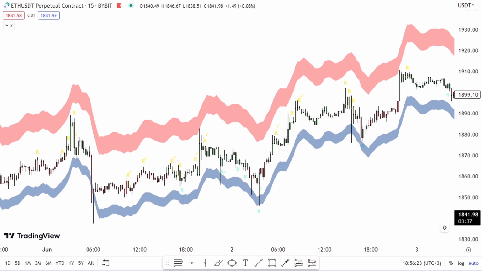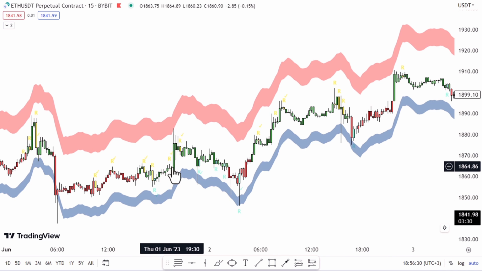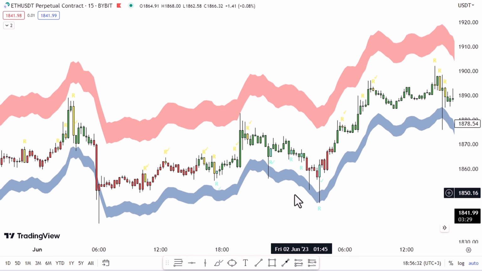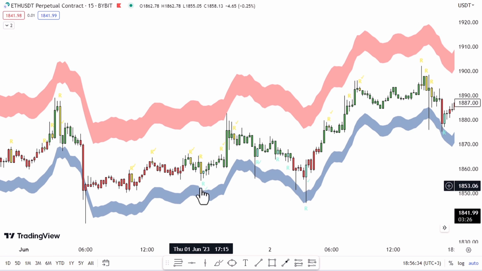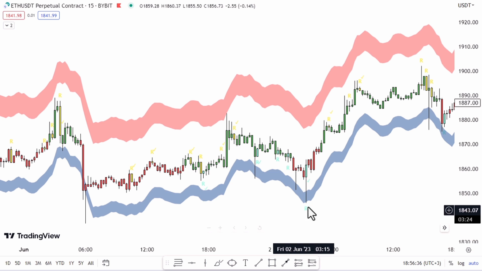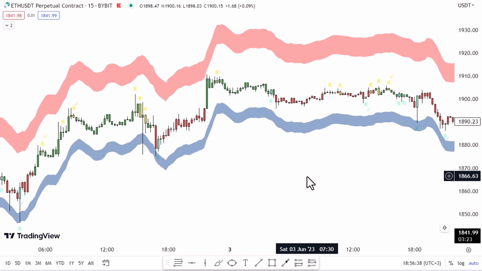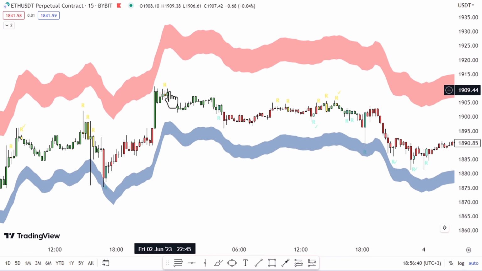Then it labels the price candles with the letter R to indicate potential points of trend reversals. When the letter R is colored sky blue, that indicates a bullish reversal candle. And when it's colored yellow, or you can just change the color to your taste, that indicates a bearish reversal candle.